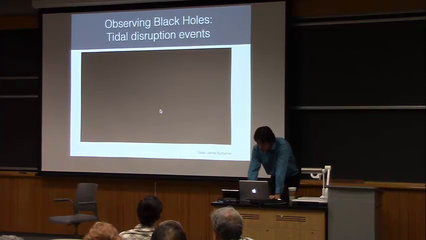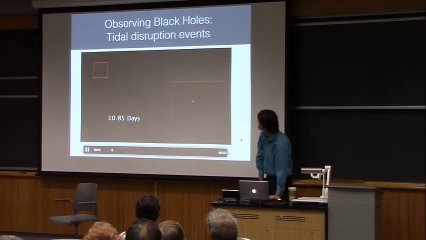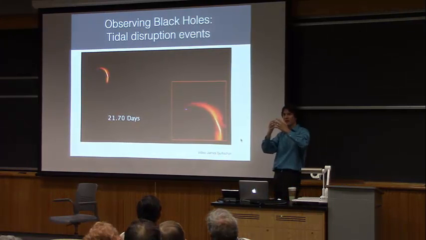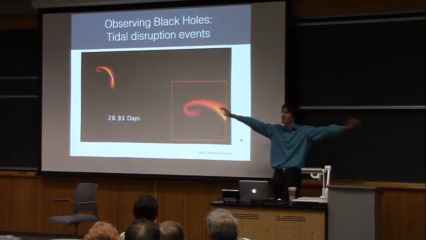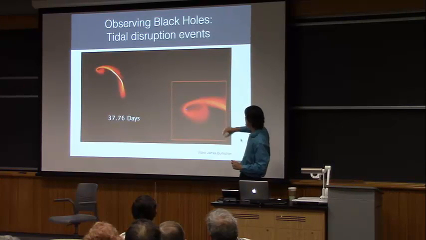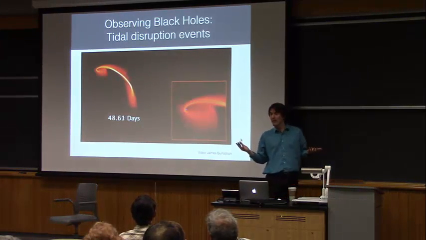Another way in which you can observe black holes is by looking at stars getting close to the black hole and being destroyed by the black hole. And here is a simulation of one of those events. The star gets close to the black hole, and because of the strong gravitational forces close to the black hole, it is entirely destroyed. Part of the material is ejected away, and the rest forms an accretion disk around the black hole. What does that look like in practice?